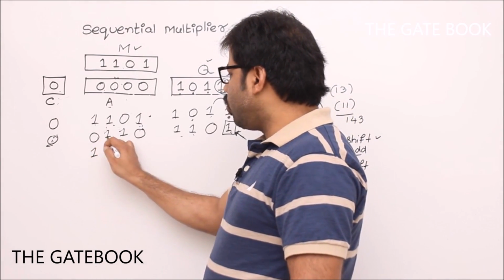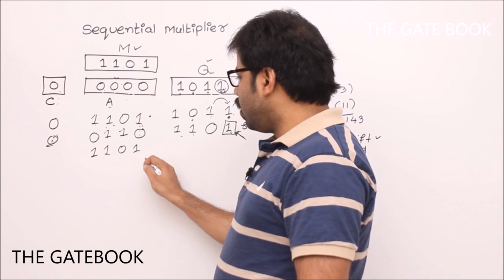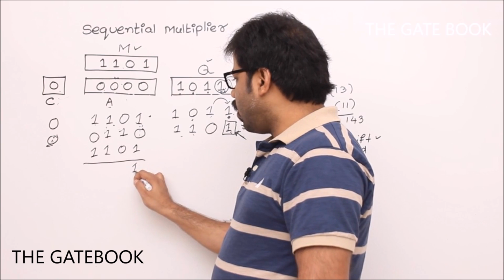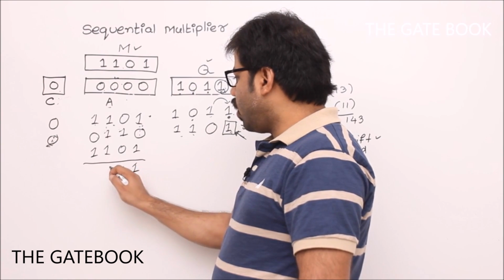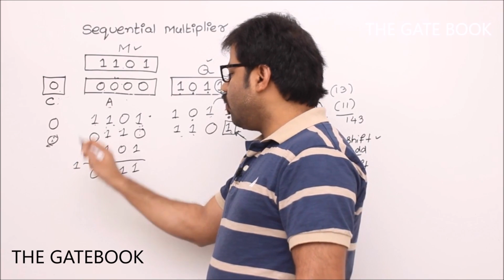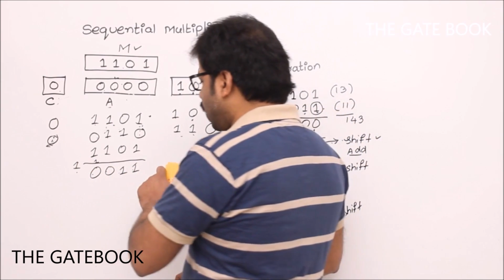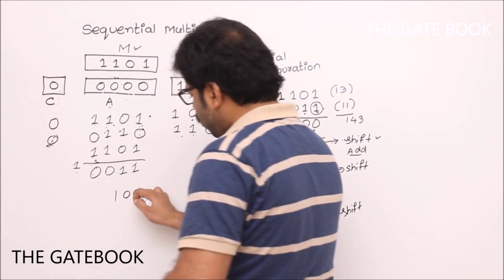These 4 bits are always attached to the adder. Okay, 1101. Then 0 plus 1 is 1, 1 plus 0 is 1, 1 plus 1 is 0, 1 plus 1 is 0, then carry 1. So 1 0 0 1 1 is the result that will be replaced. Remember 1 0 0 1 1.